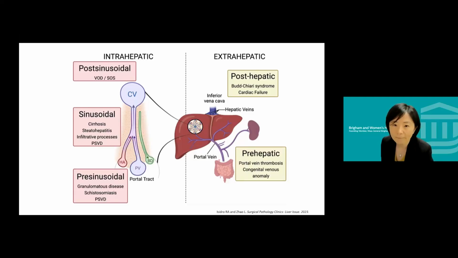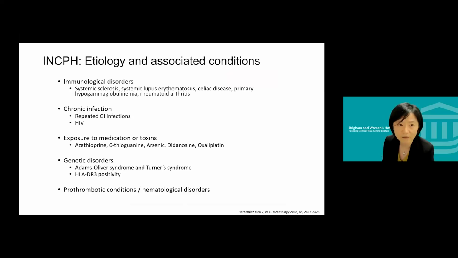And then after the portal vein, after the blood leaves the liver, entering the hepatic vein and the vena cava, thrombosis, such as Budd-Chiari syndrome or heart failure, can lead to increased portal pressure as well. So all these etiologies can lead to portal hypertension without having cirrhosis. But our patient didn't have any of these conditions. So he truly belonged to this category of idiopathic non-cirrhotic portal hypertension.